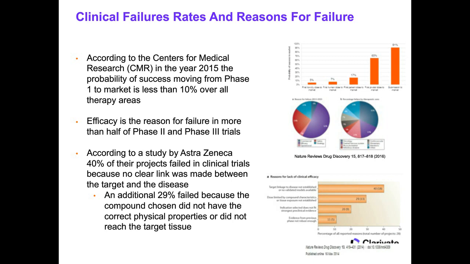In a more granular study, scientists at AstraZeneca showed that 40% of their projects fail in clinical trials because no clear link is made between the target and the disease. And an additional 29% fail because the compounds chosen did not have the correct physical properties or did not reach the target tissue. So in summary, we're failing 9 out of every 10 times. We know that for at least half of the failures, efficacy is the reason for failure. And we know the things we need to do in order to increase that chance of being successful.